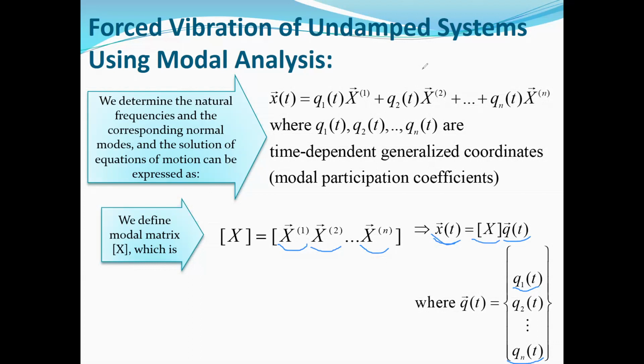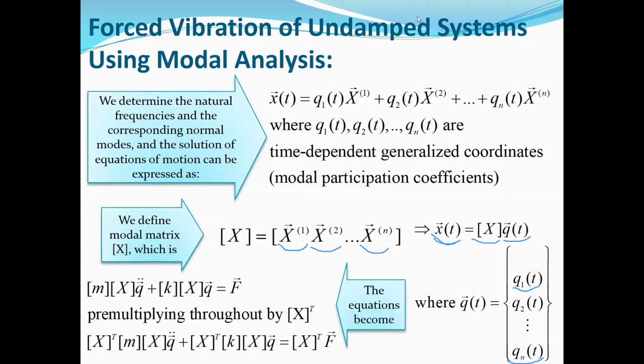So we substitute into the governing equation, instead of x, the modal matrix multiplied by q. The derivative of x with respect to time is equal to the modal matrix times the derivative of q with respect to time, because the modal matrix is a constant matrix. If you substitute into the main equation, instead of x double dot we will have matrix X multiplied by q double dot, and instead of x, we will have matrix X multiplied by q.